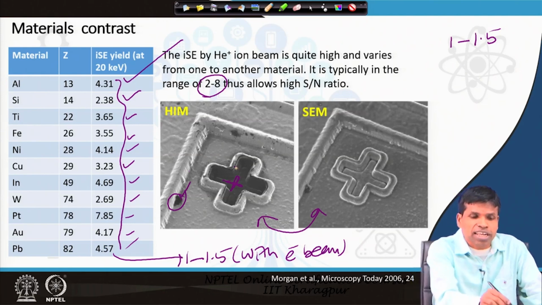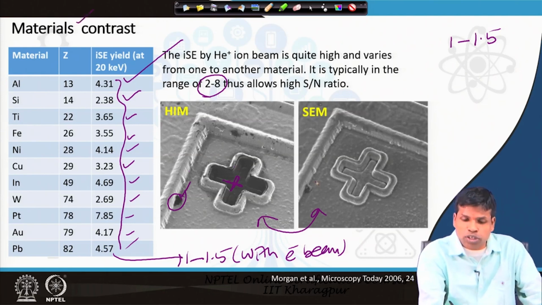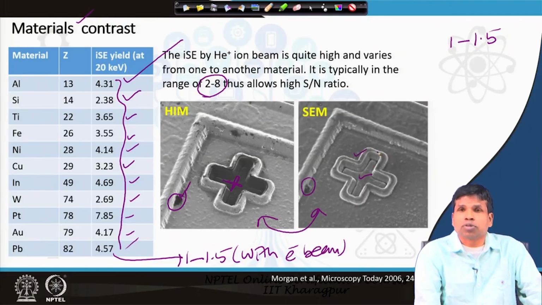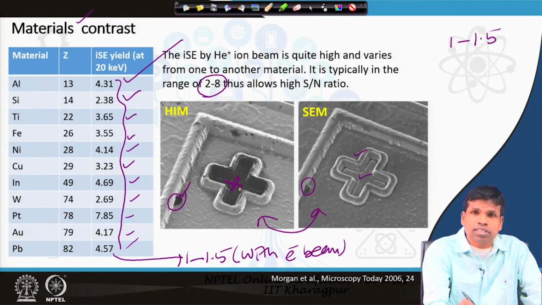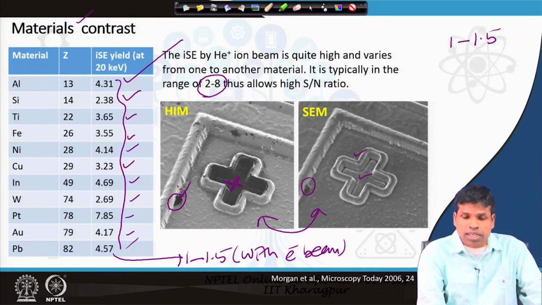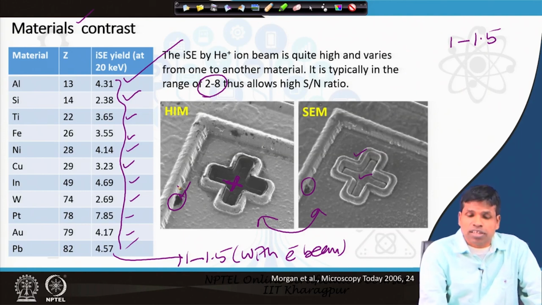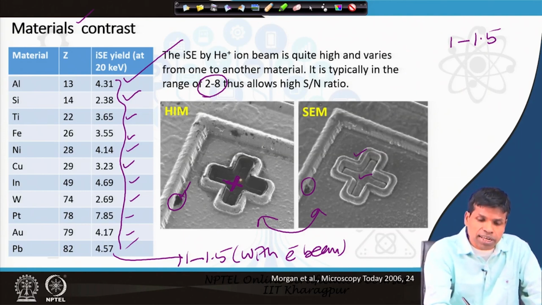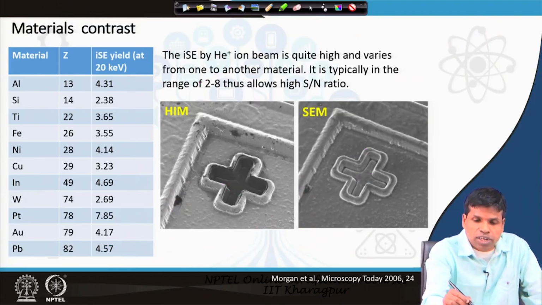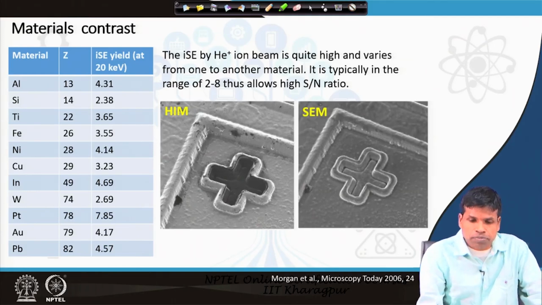So this is what we call material contrast or composition contrast, which we do not see here. The brightness is almost similar, but here there is a quite distinct difference in darkness and brightness in the helium ion microscope. This is due to materials, because the number of secondary electrons generated from this region is much less. This contrast we can only get with the helium ion microscope.